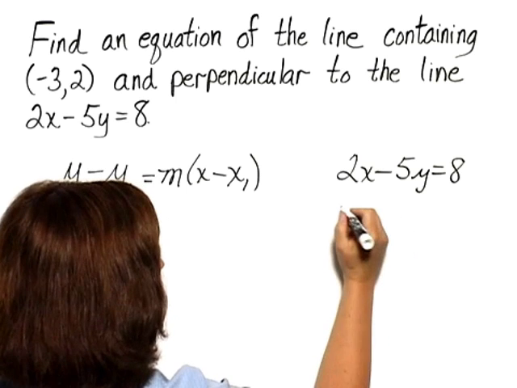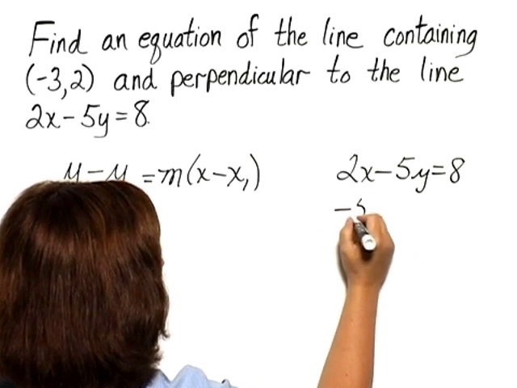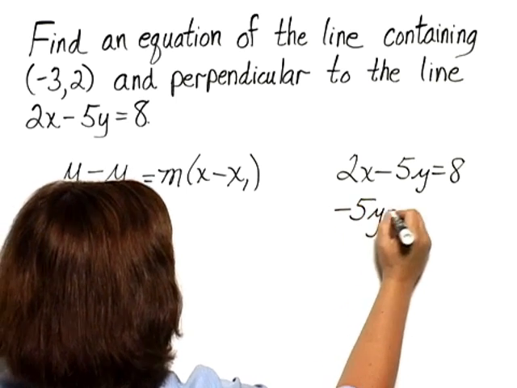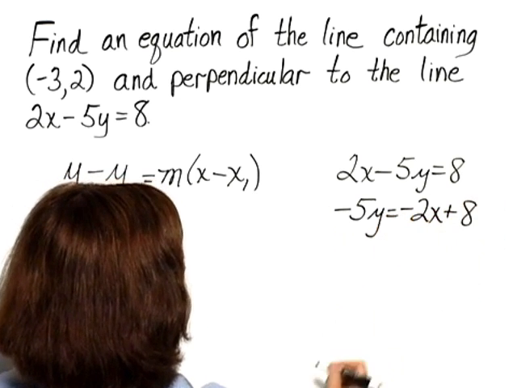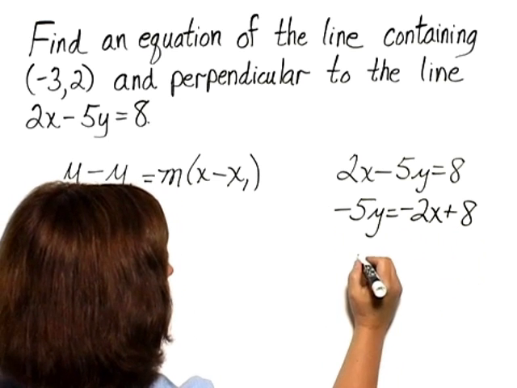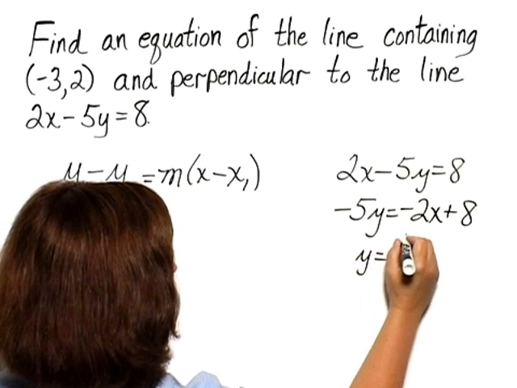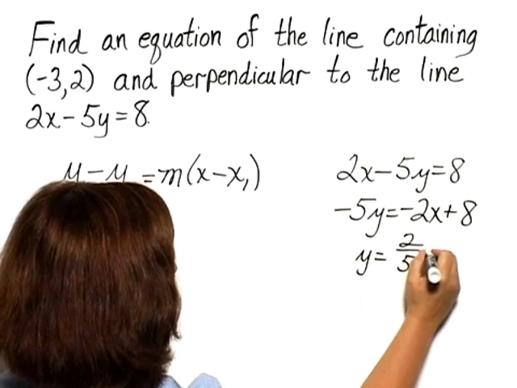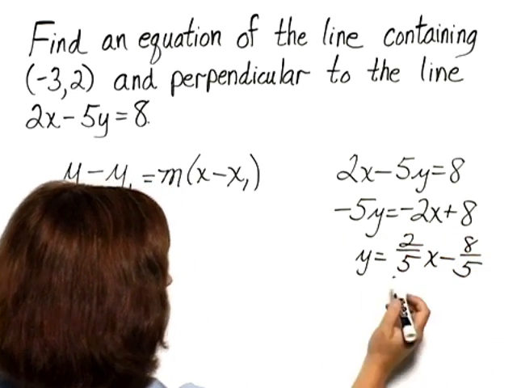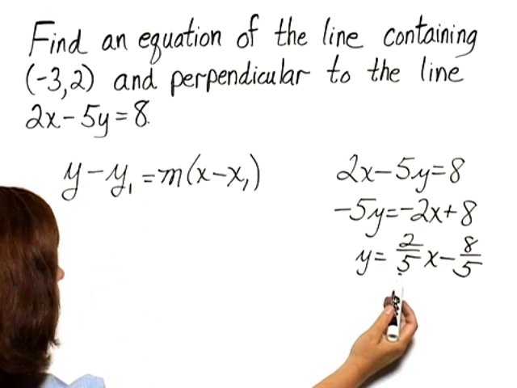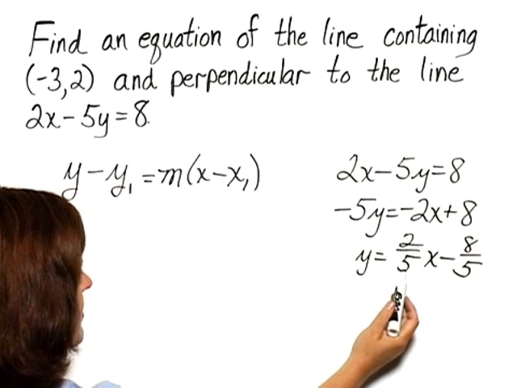Solving for y, we subtract 2x from both sides, and we have -5y = -2x + 8. And multiplying everything by -1/5 gives us y = 2/5 x - 8/5. So the slope of 2x - 5y = 8 would be 2/5.